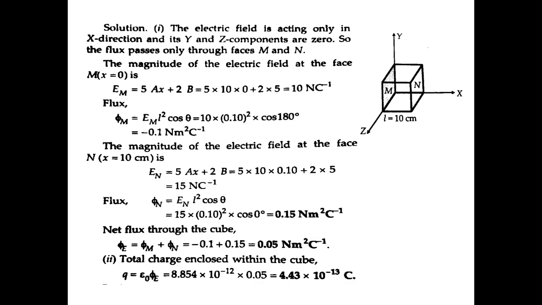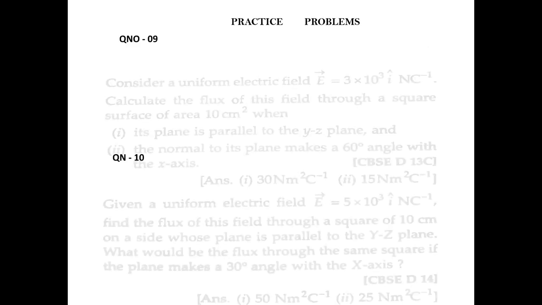Net flux through the cube is given by phi equals phi m plus phi n, which is 0.05 Newton meter square per Coulomb. Now number 2, total charge enclosed within the cube is given by Q equals epsilon naught phi e, which is 4.43 into 10 to the power minus 13 Coulomb.